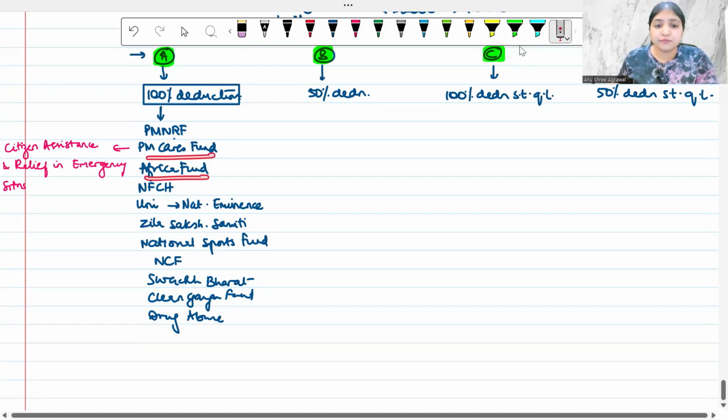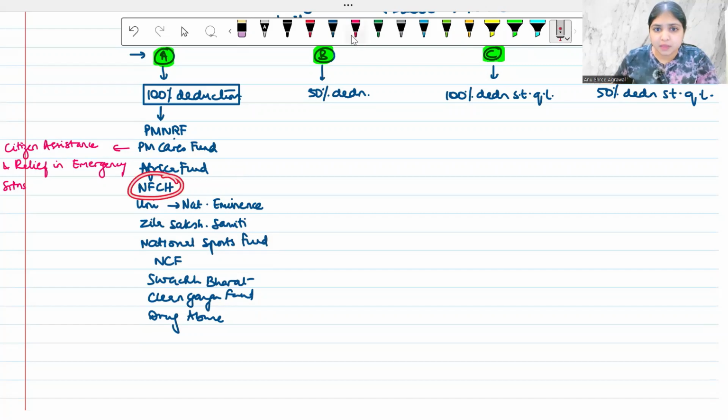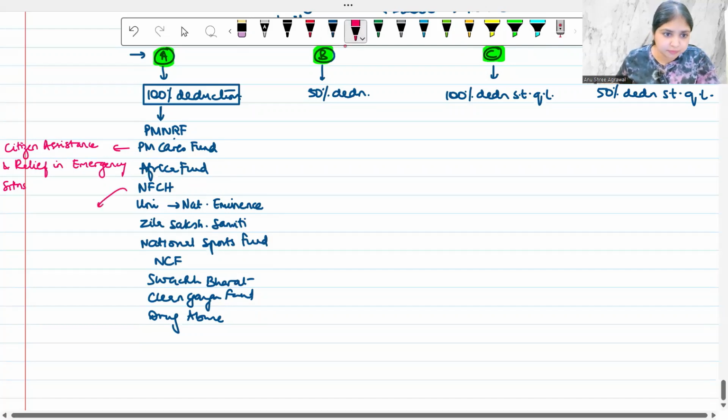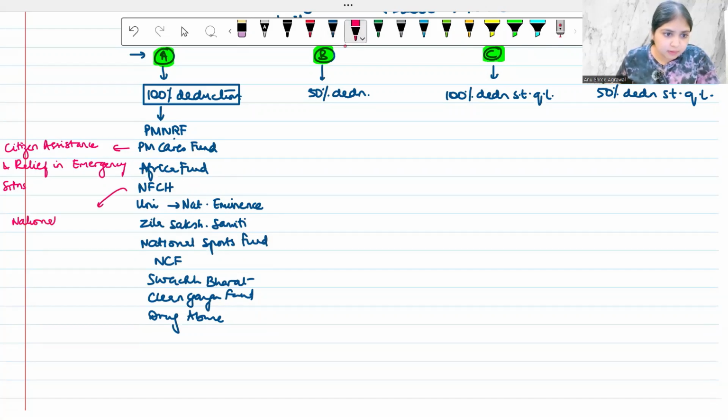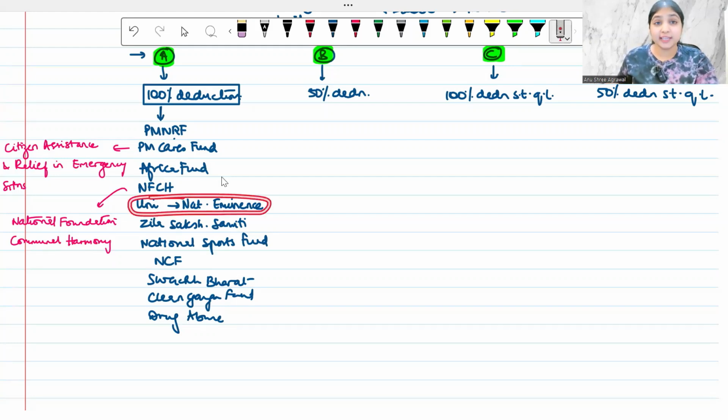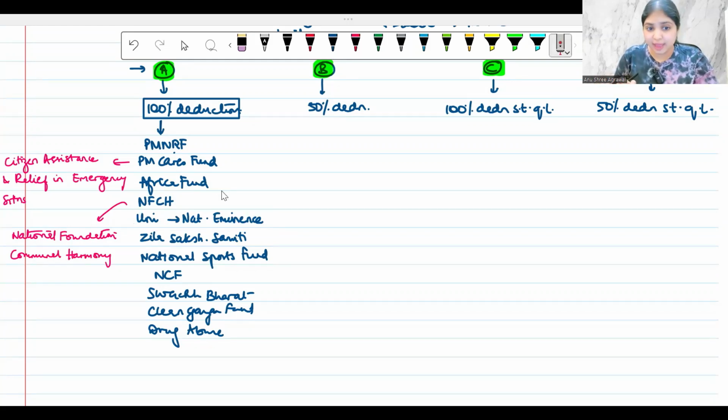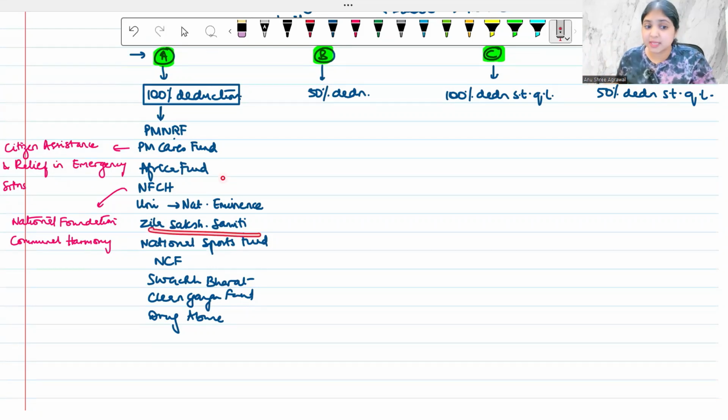Then you have National Foundation for Communal Harmony. NFCH stands for National Foundation for Communal Harmony. Then you have contributions to any university or any educational institute which is of national eminence. Then you have a Gujarat Earthquake Fund. You have another Maharashtra Fund, an Andhra Pradesh Fund. Then you have Zilla Saksharta Samiti, National Sports Fund, NSF National Sports Fund.